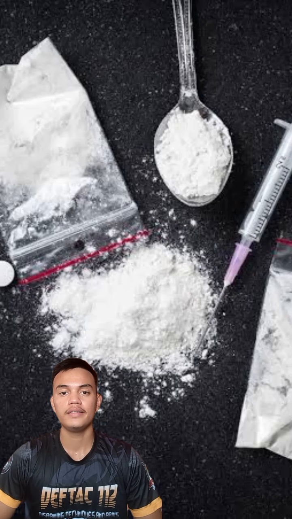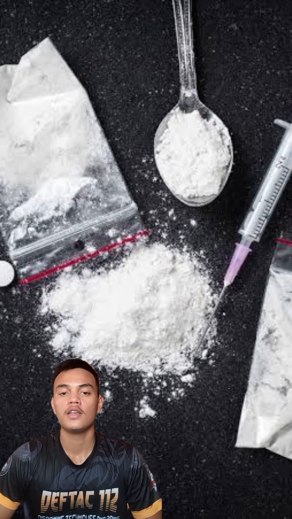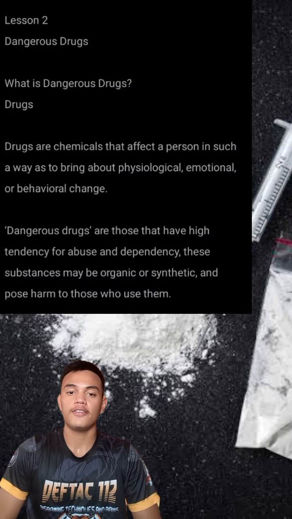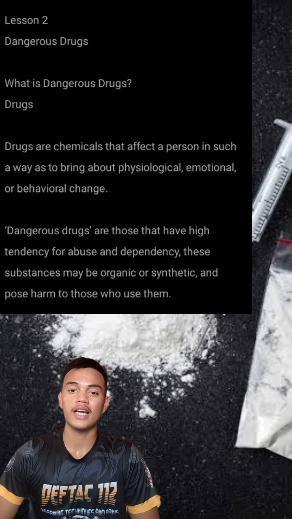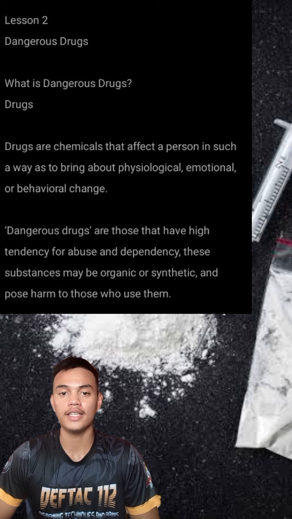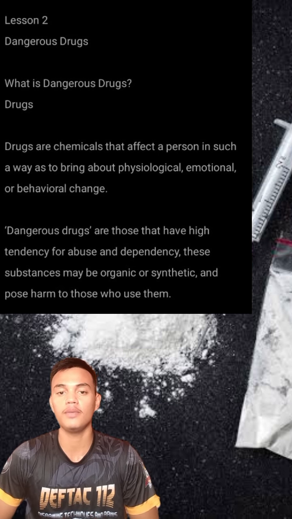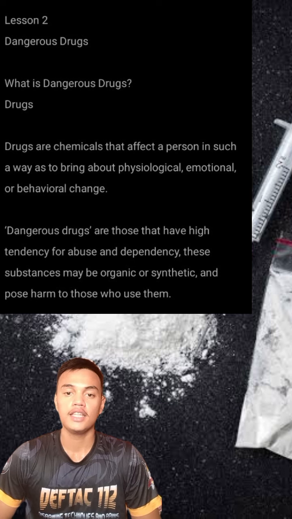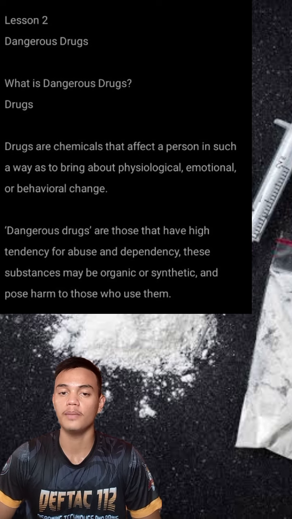Lesson 2. Dangerous drugs. What is dangerous drugs? Drugs are chemicals that affect a person in such a way as to bring about physiological, emotional, or behavioral change. Dangerous drugs are those that have high tendency for abuse and dependency. These substances may be organic or synthetic and pose harm to those who use them.